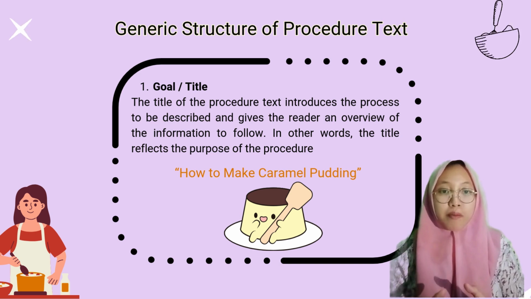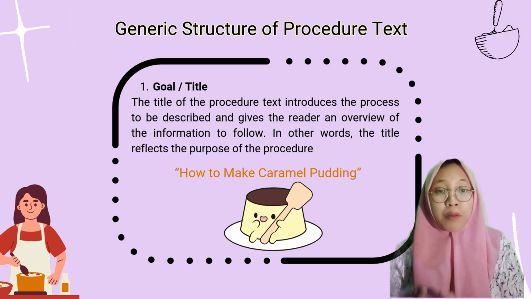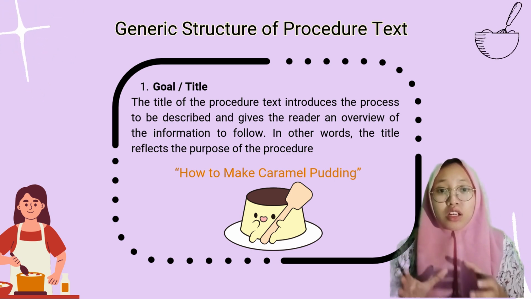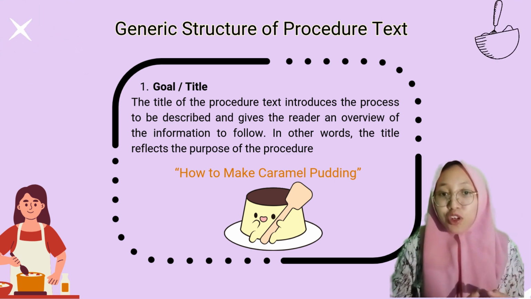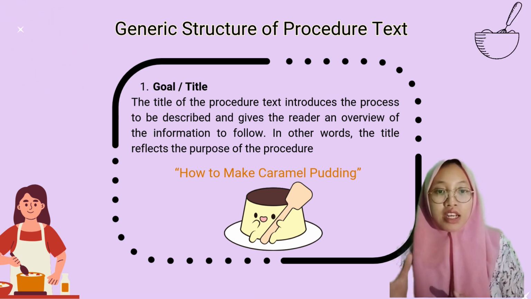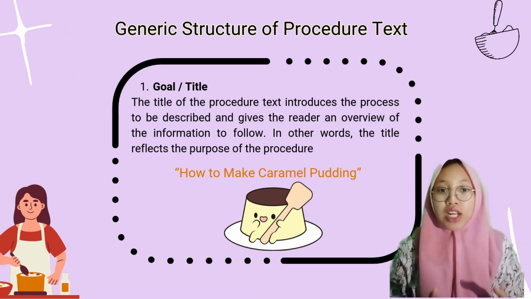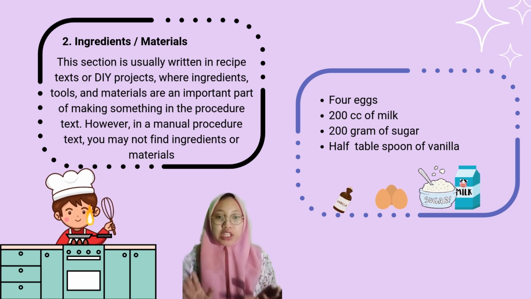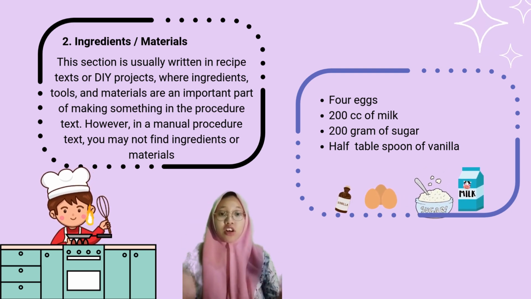Like this, the example is how to make caramel pudding. How to make caramel pudding. This is a title, and the goal or tujuan adalah to make caramel pudding, untuk membuat caramel pudding. And the second generic structure is ingredients or materials.